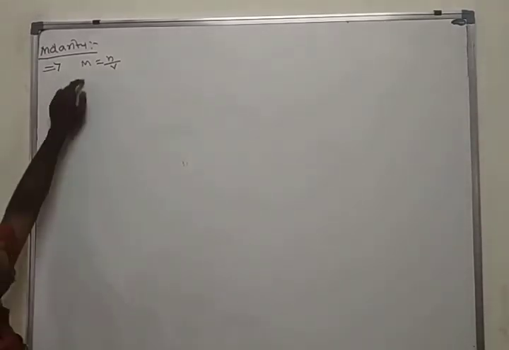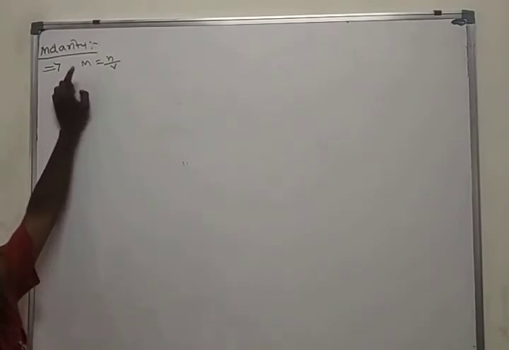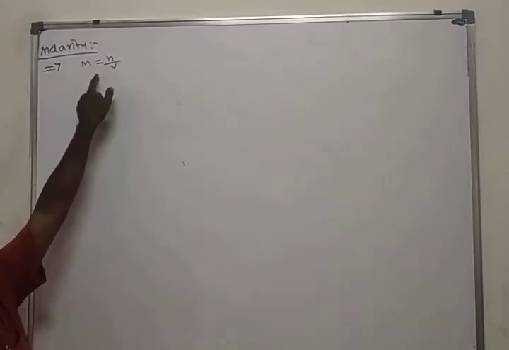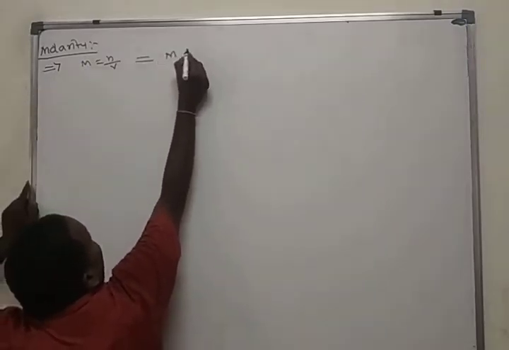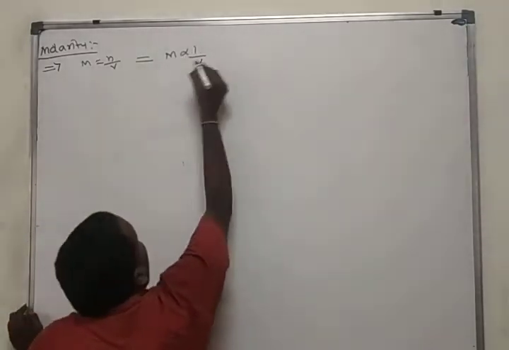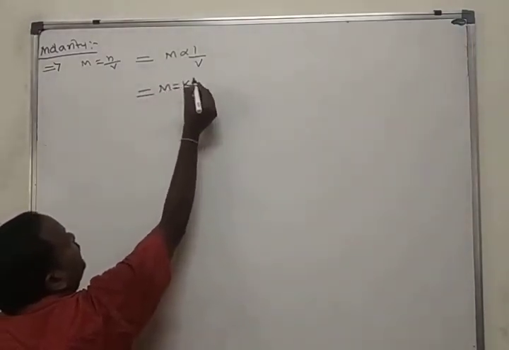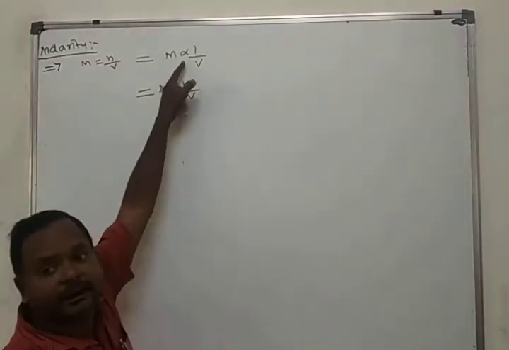Okay, see here. According to the molarity principle, molarity is inversely proportional to the volume. From this principle, molarity is inversely proportional to the volume. Here you remove the proportionality constant. You put any constant k by V. K by V is the proportionality constant.